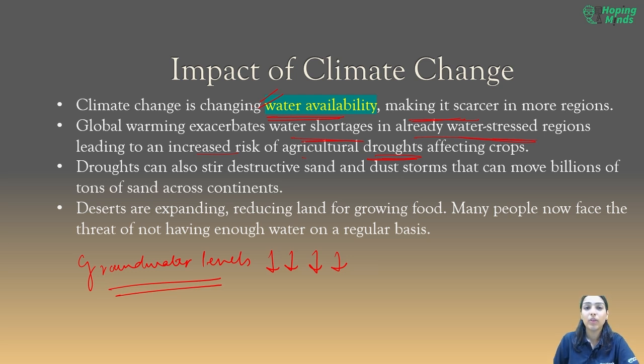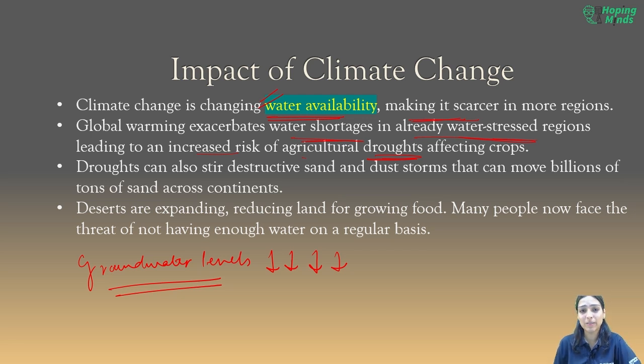We can see when the natural streams are running dry, with the seasonal rainfall not happening, there will be no growth of crops, the fields will run dry, there will be droughts, and that will affect the crops, that will affect the agriculture patterns. Droughts can also stir destructive sand and dust storms. Now, if there are no roots holding the soil together, the soil is going to be prone to erosion. And when that drought area becomes so wide, it's going to result in dust storms and sand storms, which move billions of tons of sand across continents.